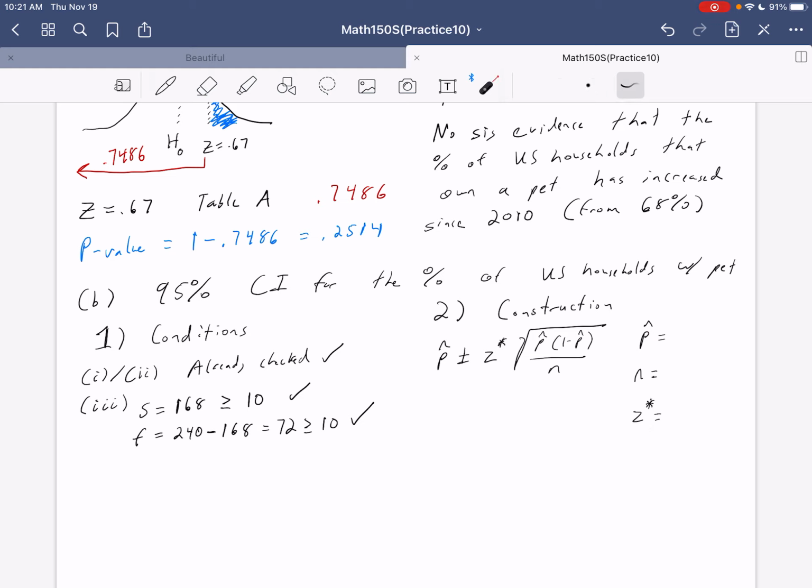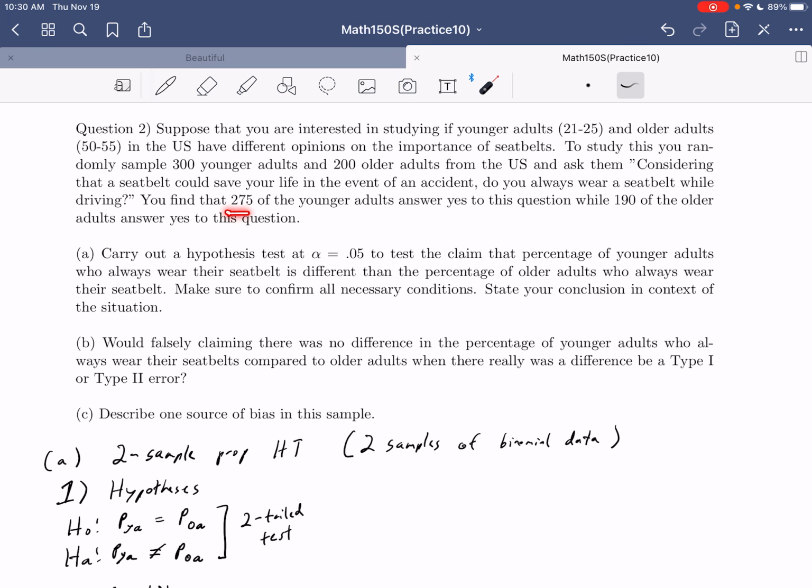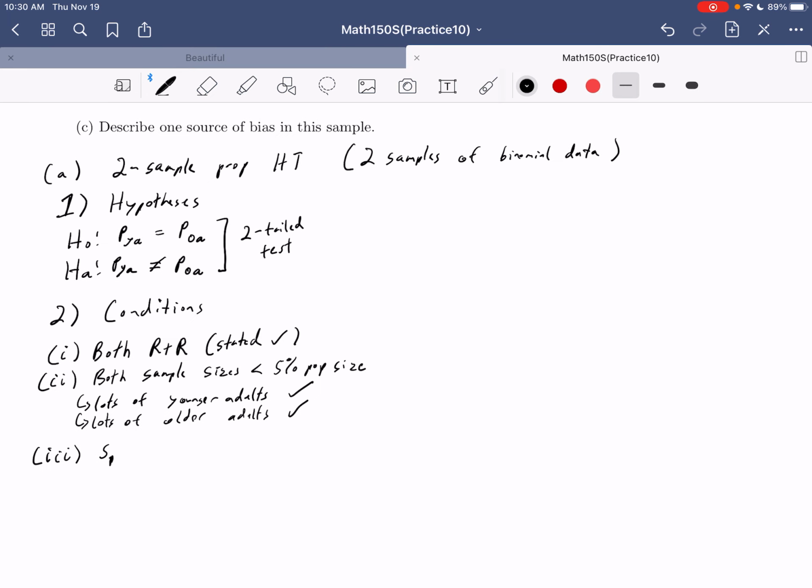Since there's no value for the null hypothesis, we're not doing that NP1 minus P has to be greater than 10. Instead, we're checking that the number of successes and failures has to be more than or equal to 5 in each sample. So let's check successes for group 1. What is group 1? Well, by the way that we set this up, it's younger adults. So how many younger adults said that they always wear their seatbelt? Well, that would be 275. So that's 275, and that is certainly greater than 5. Check.